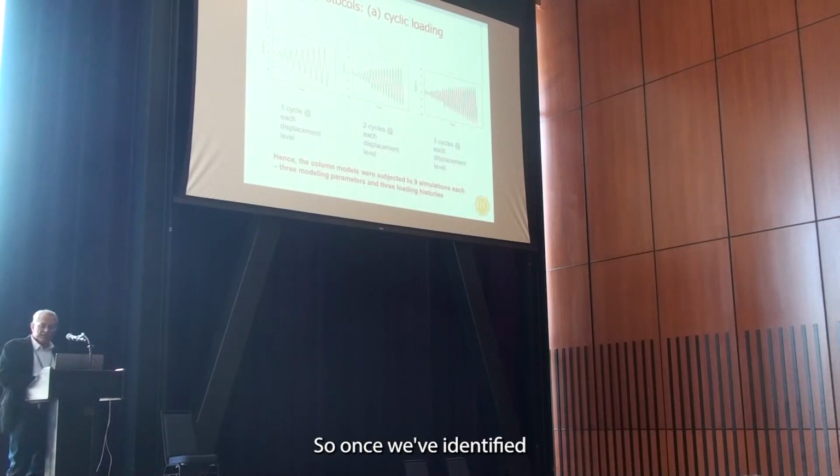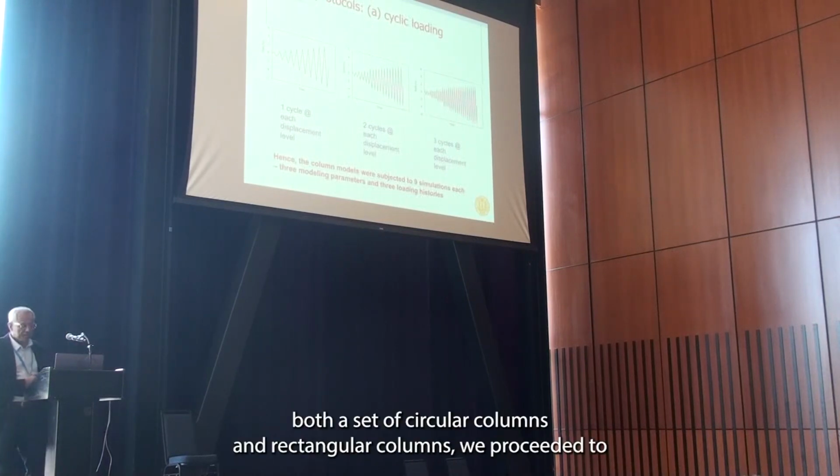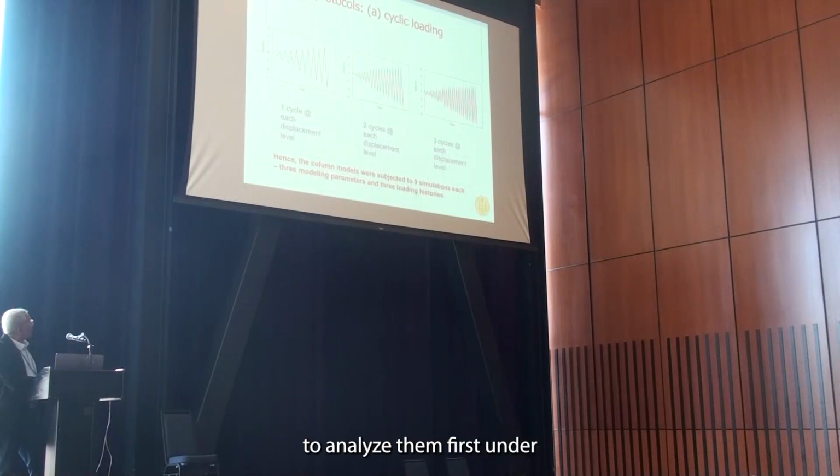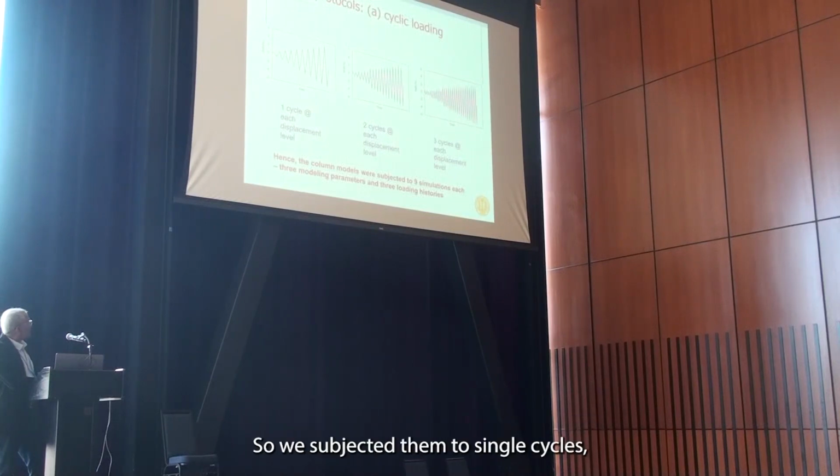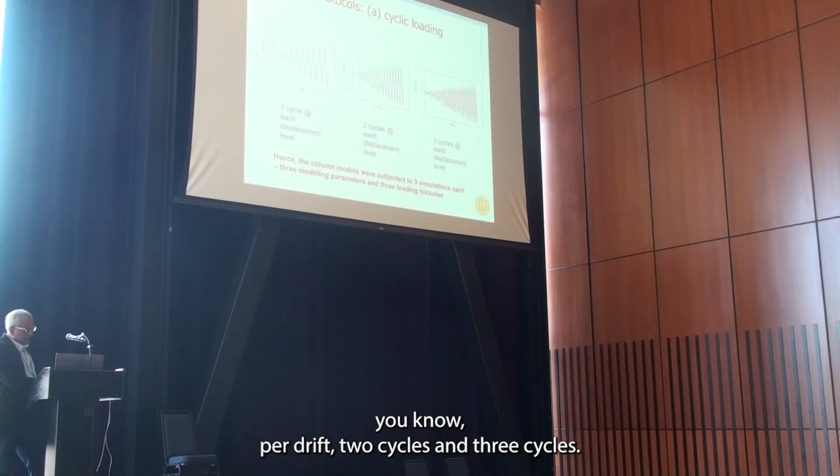All right. So once we've identified both a set of circular columns and rectangular columns, we proceeded to analyze them first under cyclic loading to come up with our so-called damage parameters. So we subjected them to single cycles per drift, 2 cycles and 3 cycles.